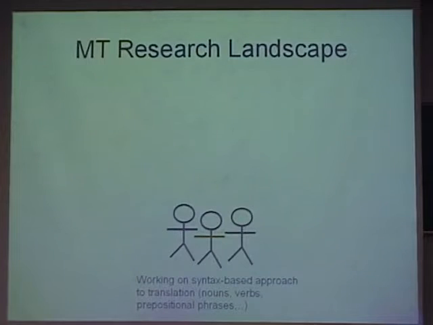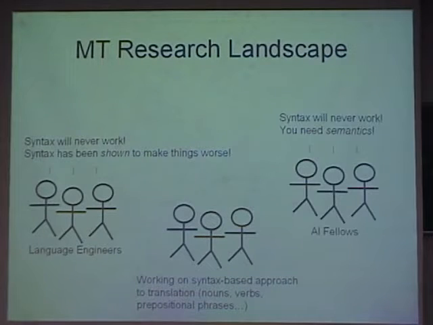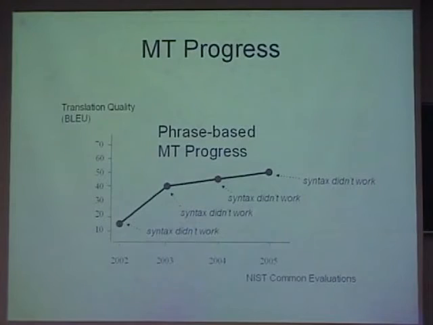So we're a bunch of people at a bunch of places working on syntax-based approaches to translation. This is where a system knows what a noun is, what a verb is, prepositional phrases, and so on. And at least in my hallway, down to the left, there's language engineers who say syntax will never work. Syntax has been shown to make things worse in machine translation, and there is the citation to prove it. So we had to deal with this. And then on the right, down the other hallway, is the AI fellows. We have a bunch of these also at ISI. Syntax will never work because you need semantics. And that's the only way it's going to work. So we were very unhappy for a long time because we were surely doing the wrong thing. And sure enough, all those people were actually right.